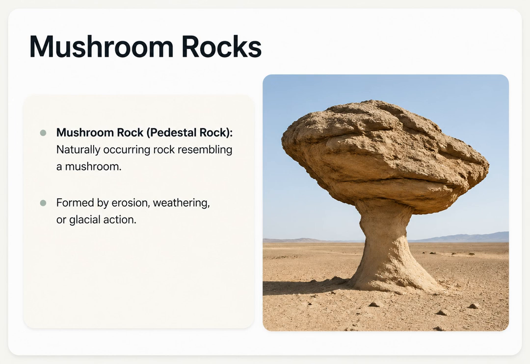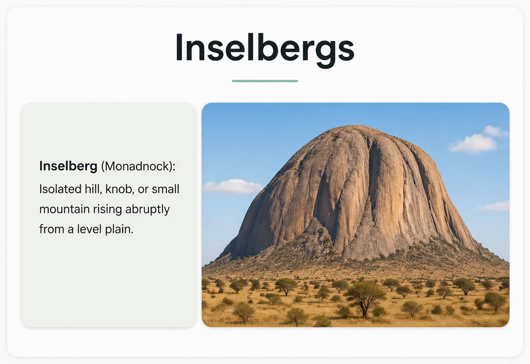Abrasion creates some very distinct shapes, most notably the mushroom rock, also known as a rock pedestal. Because wind carries most of its abrasive sand close to the ground, it erodes the base of a rock outcrop much faster than the top. Over time, this undercutting leaves a large bulbous top balanced on a narrow stem, looking exactly like a giant stone mushroom.